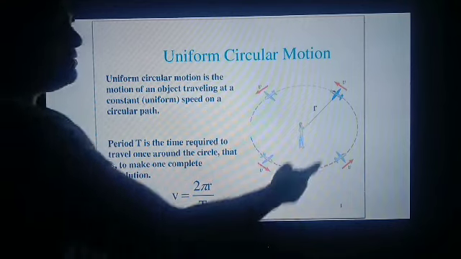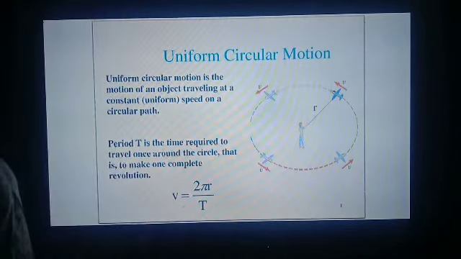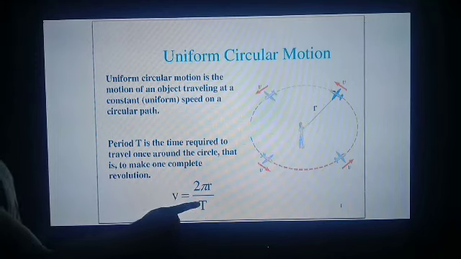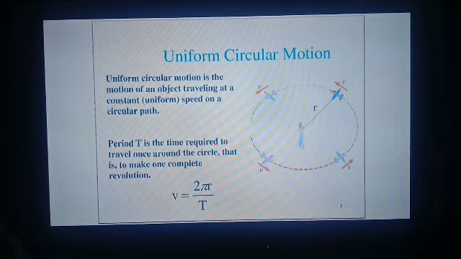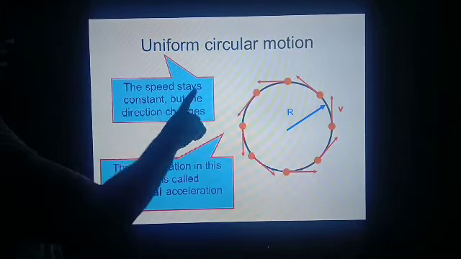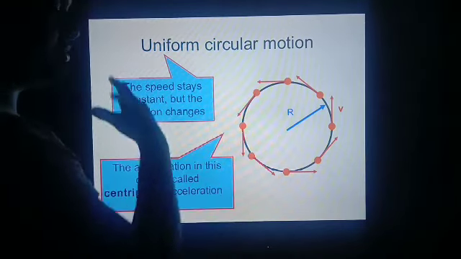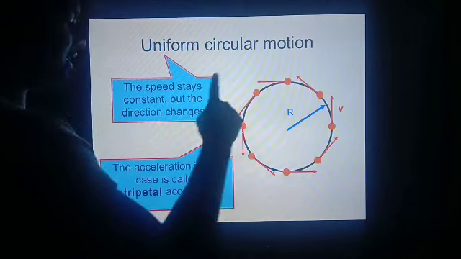Then the time taken to complete one complete rotation is t, and the velocity will be 2 pi r upon t. 2 pi r is the circumference. Now, in uniform circular motion, the speed stays constant. What remains constant in uniform circular motion? Speed. But direction keeps on changing.